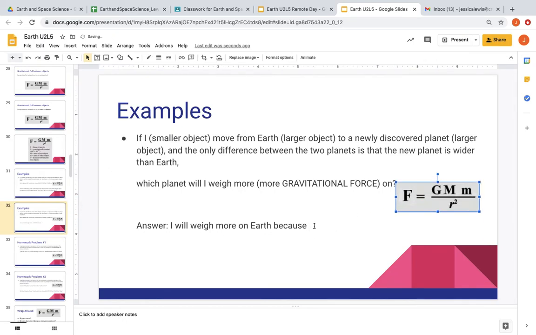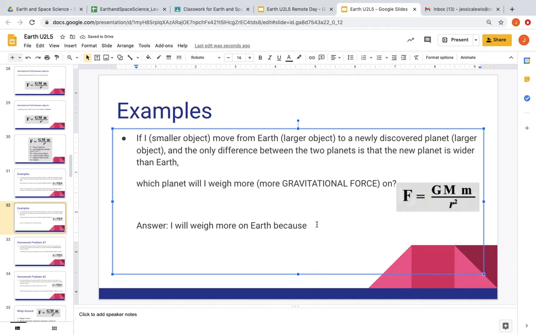oh yeah, there is a why part to this, you have to answer it. And you need to be writing these questions out in your notebook and the answers. Okay, I will weigh more on Earth because when the width or diameter decreases, the gravitational force on me, the other object, increases. Okay, gets bigger. So that's the answer to that one.